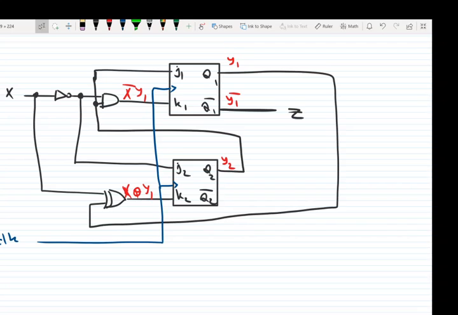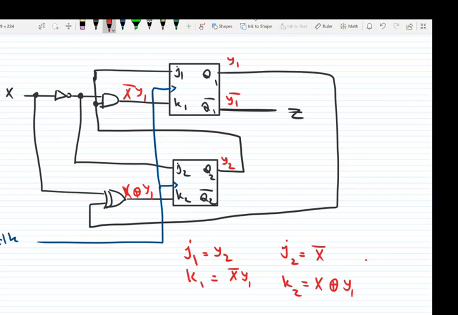So J1 is equal to y2. K1 is equal to x bar y1. J2 is equal to x bar, and K2 is equal to x XOR y1, and Z is equal to y1 bar.